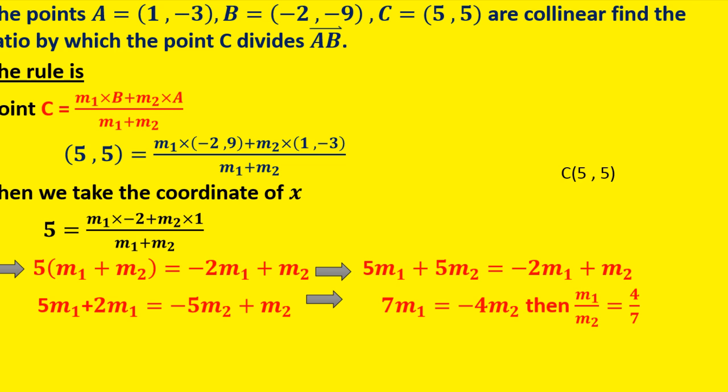But where is the negative? Negative, what does it mean? It means the division is externally, not internally. So if my ratio is positive, you can write the division is internally, but if the ratio is negative, my division is externally. Okay.